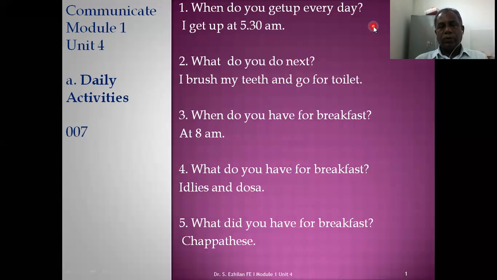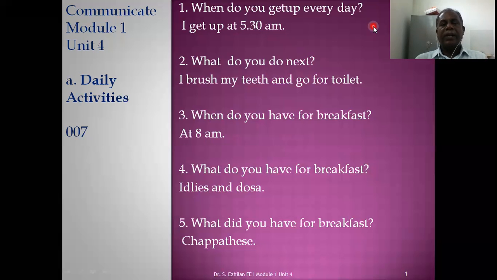What do you do usually after getting up? First, we brush our teeth. So first you say, I brush my teeth and go to the toilet. So first question, when do you get up every day? I get up at 5:30 a.m. Next question, what do you do next? I brush my teeth and go to the toilet.